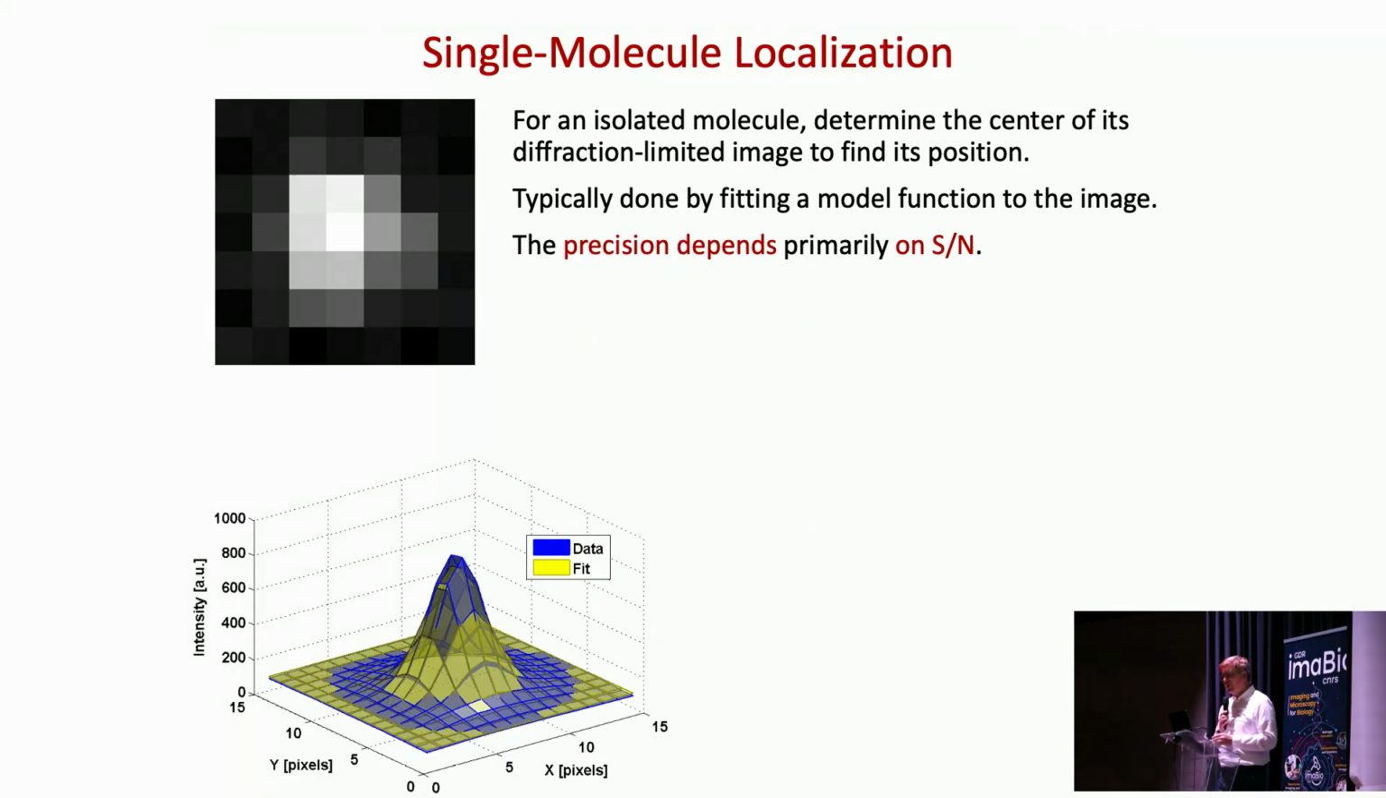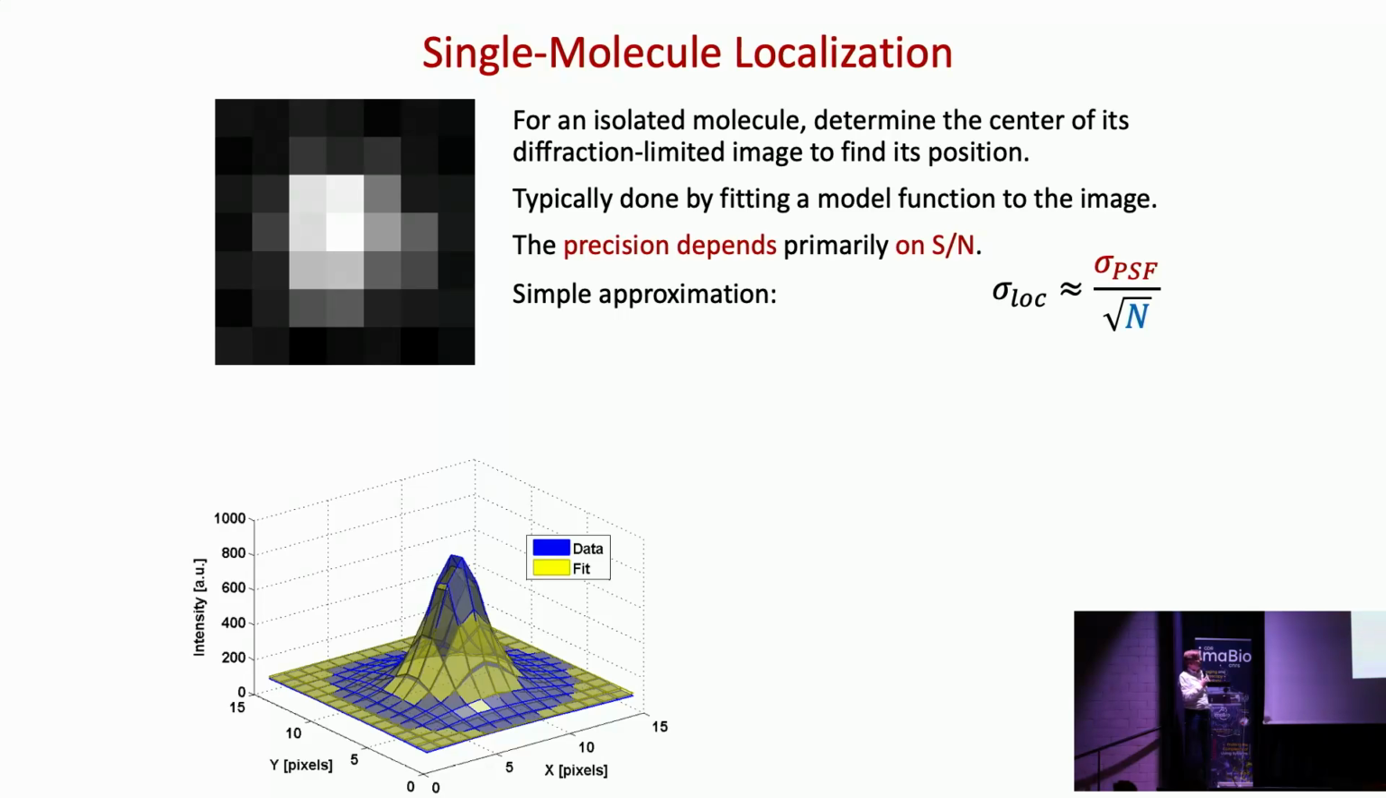So what does this localization precision depend on? Well, it primarily depends on the signal to noise ratio. And this is a formula you see quite often here. The localization precision is roughly equal to the size of the point spread function divided by the square root of the number of photons.